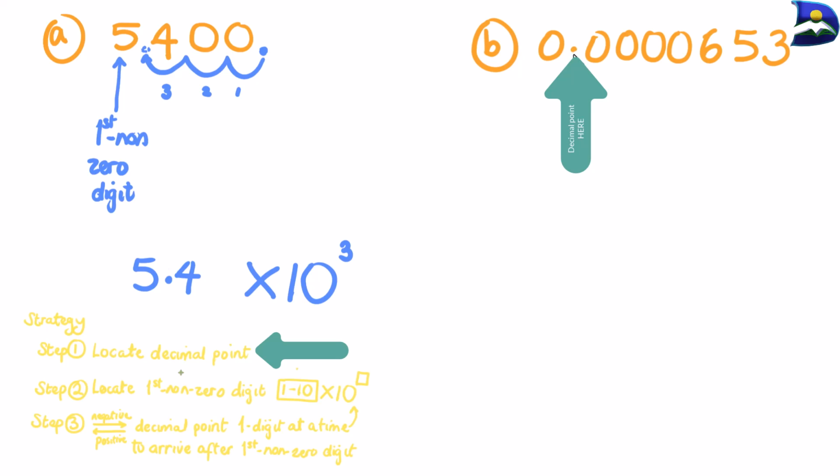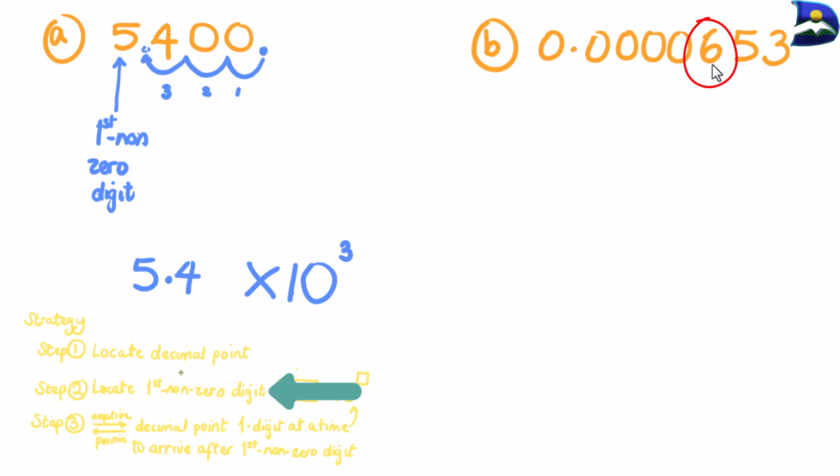And then our next step is to locate our first non-zero digit, moving from left to right. And so moving from left to right, we see that there are zeros. Bam! We have our 6 to be our first non-zero digit, and we're going to highlight it right over here.